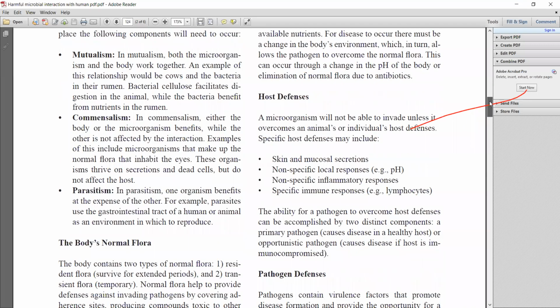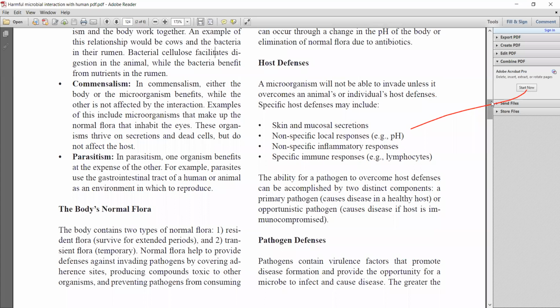Okay. Then yes, the body's normal flora. We have already studied the body's normal flora, that there are two types of normal flora that reside. One is the resident flora, and the other is the transient flora. The resident flora will survive for an extended period. Transient flora are temporary. They do not reside for a longer period of time.